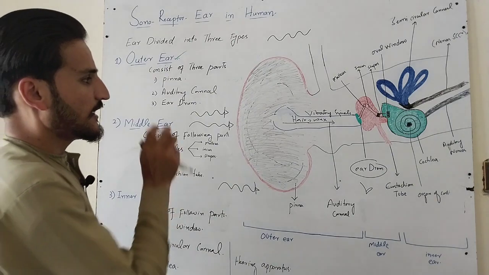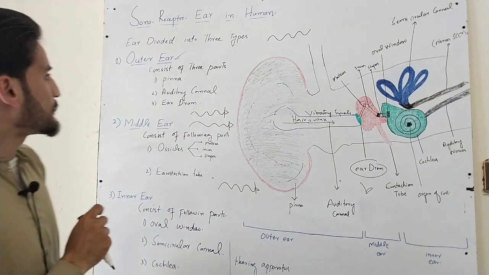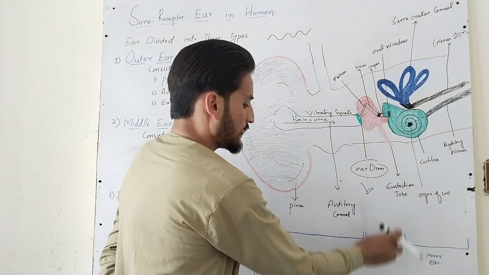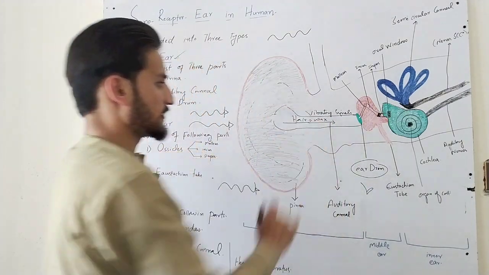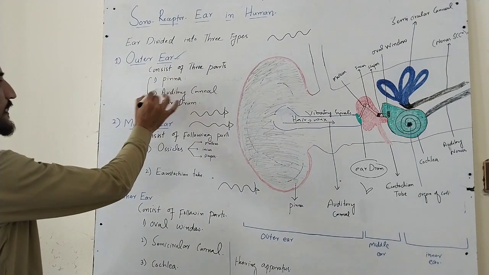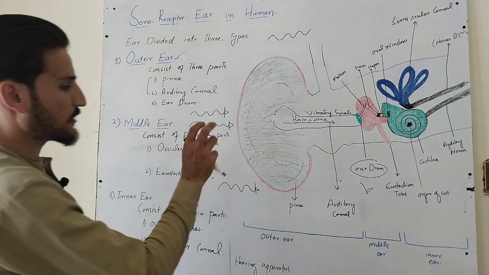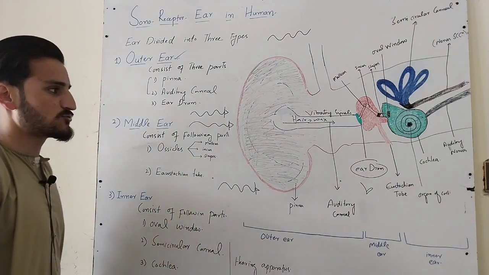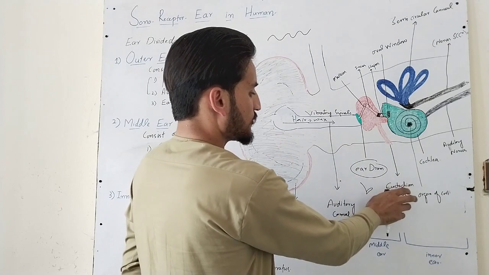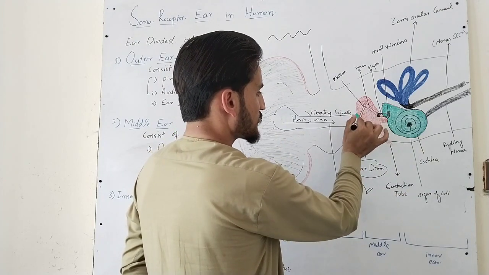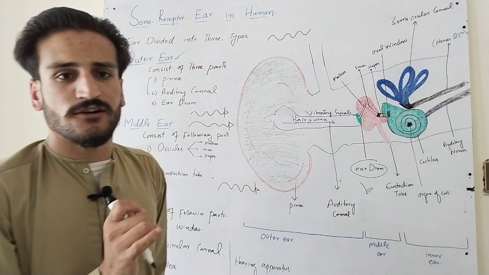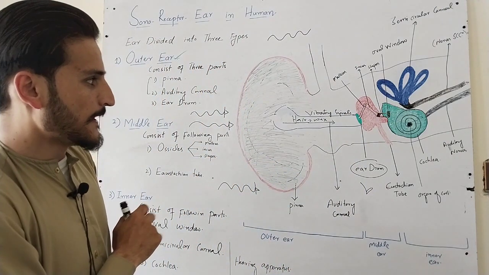So the eardrum is not a part of the outer ear, but it is located to separate the middle ear from the outer ear. The pinna and the auditory canal are located in the outer region, but the eardrum separates the outer ear from the middle ear. This wall-like structure is called the eardrum, also called the tympanic membrane.